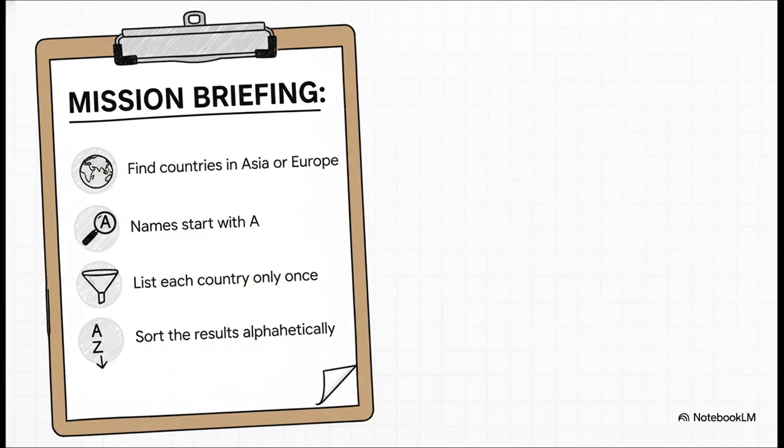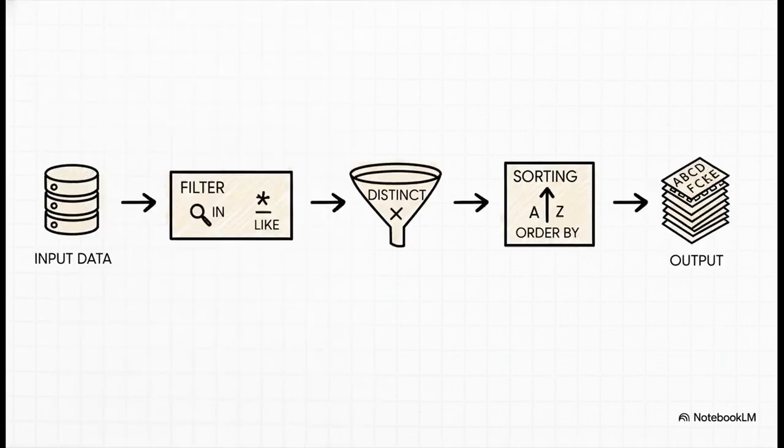First, we need to find countries that are either in Asia or Europe. Second, their names have to start with the letter A. Third, we have to make sure each country only shows up once. And finally, we need to sort that whole list alphabetically. And this is how we do it. This is the query that accomplishes our entire mission.